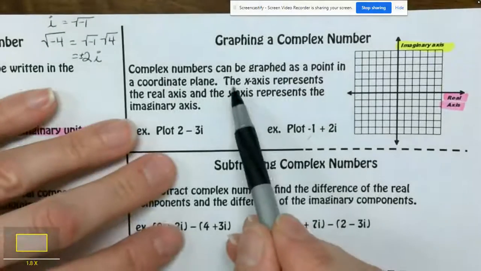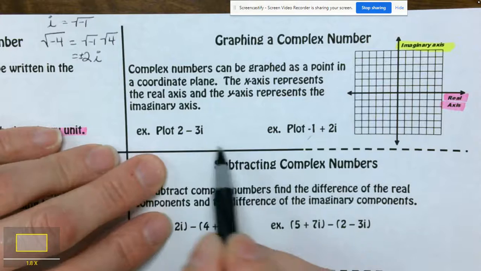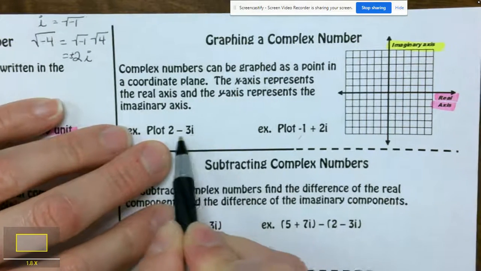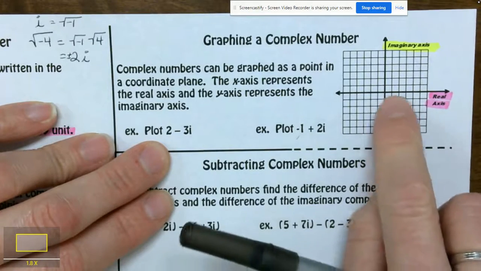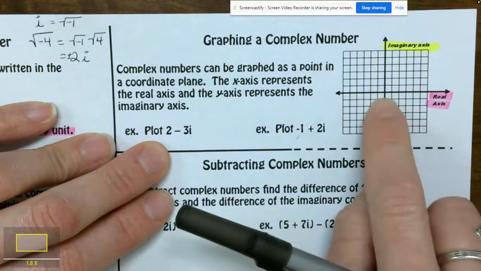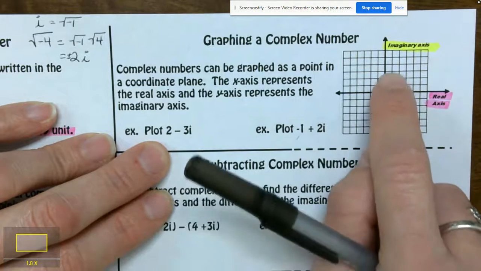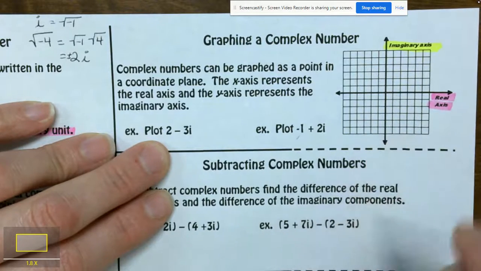So if we look over here, the x-axis represents the real part. So if I wanted to plot 2 minus 3i, okay, now your positives and negatives are still the same. Positive is this way on the real, and negative is this way for the real. And then for the imaginary part, positive is up top and negative is down here. Okay, so that didn't change.